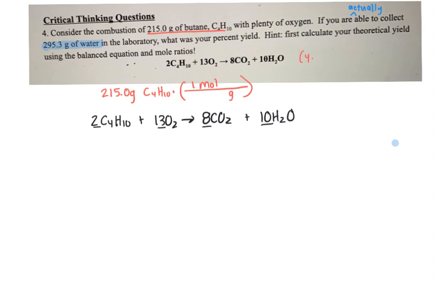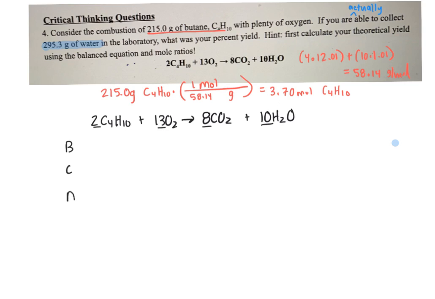So I'll take 4 times 12.01 plus 10 times 1.01. That gave me a molar mass of 58.14. So that 58.14 goes on bottom, so we are dividing. 215 divided by 58.14 gives me 3.7 moles of C4H10 to start.